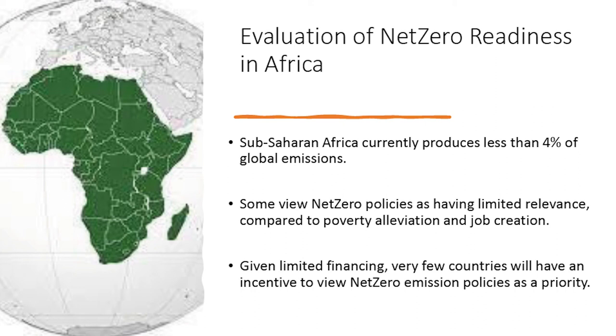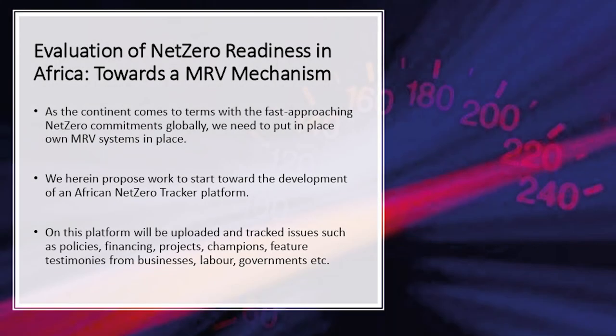They are for everybody. So given limited financing, very few countries will have an incentive to view net zero emission policies as a priority. And we are saying, from this course, we need to be aware that our politicians might not prioritize net zero, but it's now our responsibility to present the business case for net zero on the African continent. So as such, we also need to develop a monitoring, review, and verification mechanism. And as the continent comes to terms with the fast approaching net zero commitments globally, we need to put in place our own monitoring, reporting, and verification system.